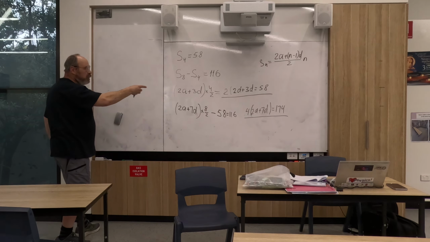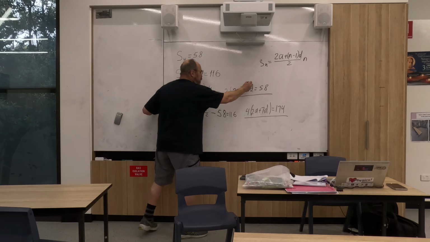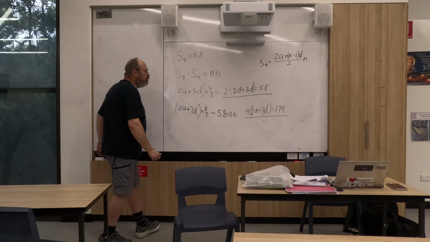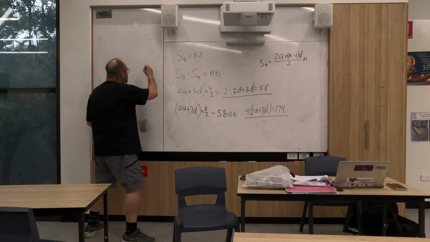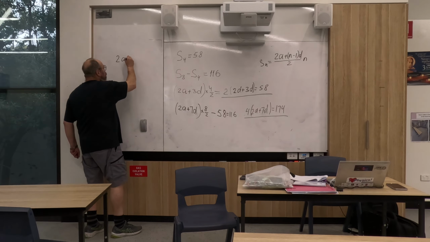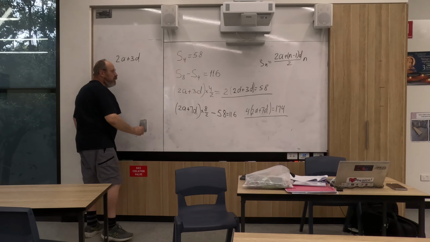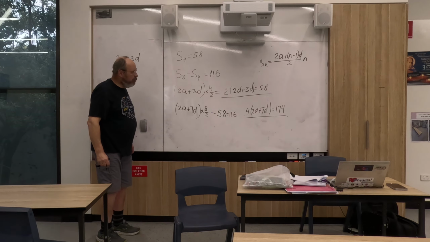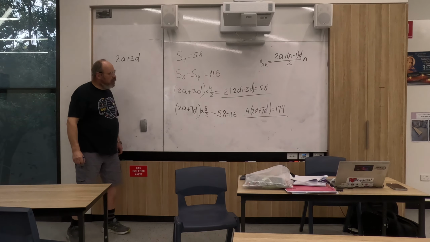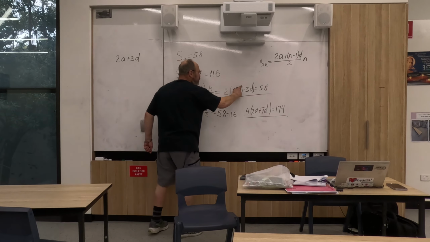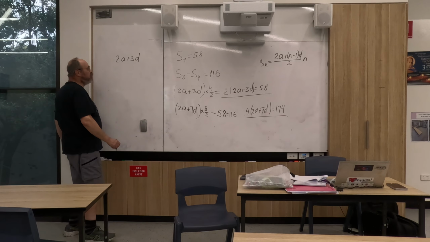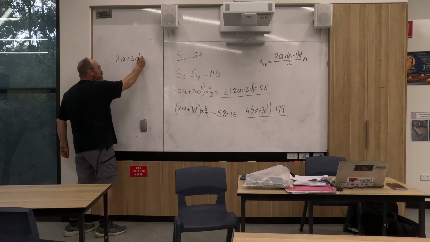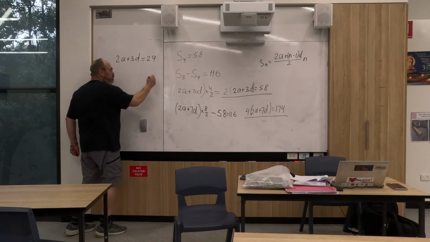Probably let's rewrite it and open the brackets. We divide by 2 here, so we have 2a. Is that a d or an a? Looks like I was confused, I thought it was a d. Sorry, this is a. So 2a plus 3d equals 58 divided by 2, which is 29.